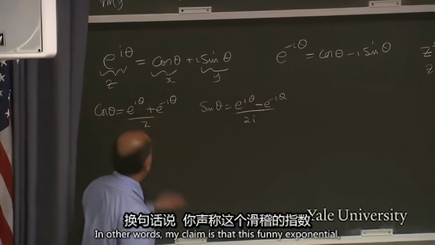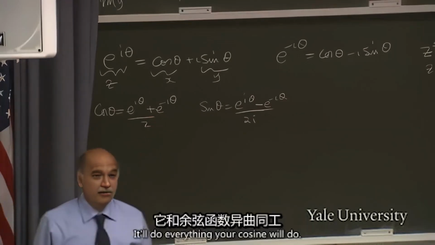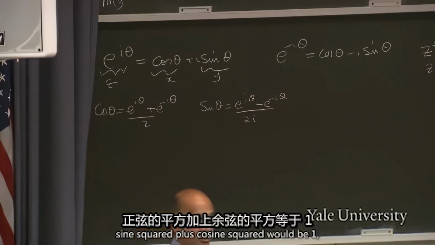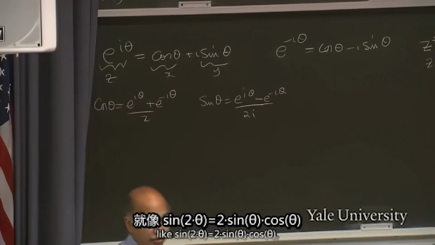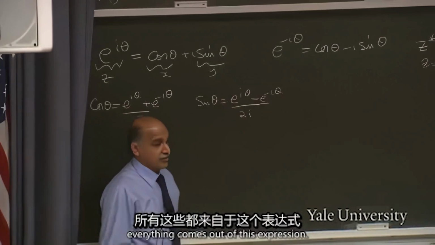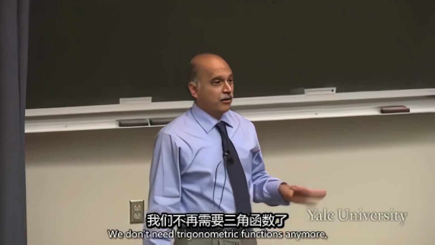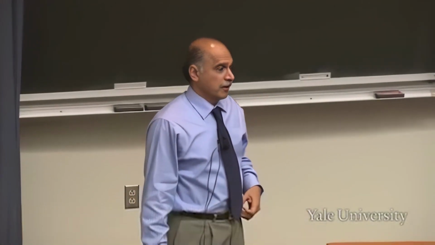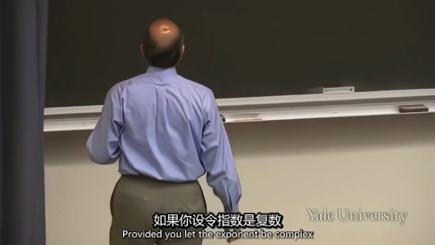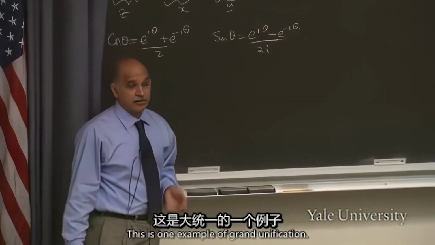In other words, my claim is that this funny sum of two exponentials is the familiar cosine. It'll do everything your cosine will do. It'll oscillate. Sine squared plus cosine squared will be 1. It'll satisfy all the trigonometric identities, like sine 2 theta is 2 sine theta cos theta. Everything comes out of this expression. So here is the main point you should learn. We don't need trigonometric functions anymore. Once you've got the exponential function, provided you let the exponent be complex or imaginary, you don't need trigonometric functions. This is one example of grand unification.